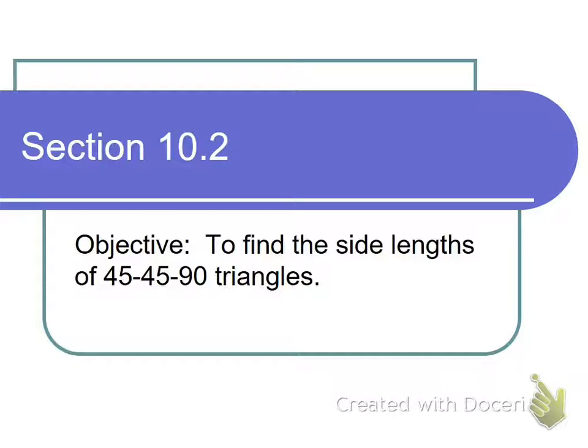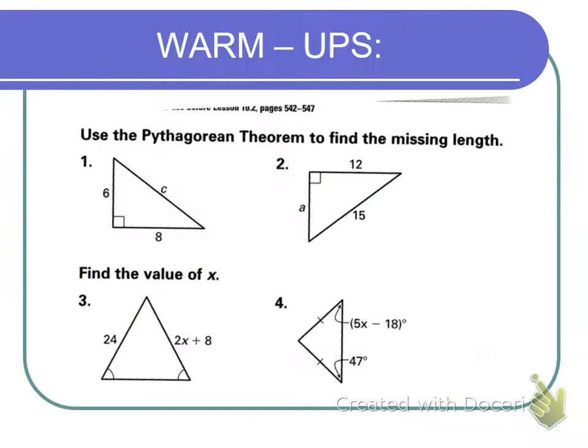Today we're moving into section 10.2 to find the side lengths of 45, 45, 90 triangles. This is going to end up being something you kind of have to have memorized. There's a certain pattern that the side lengths will always follow for these triangles. So we'll get to that in a minute.